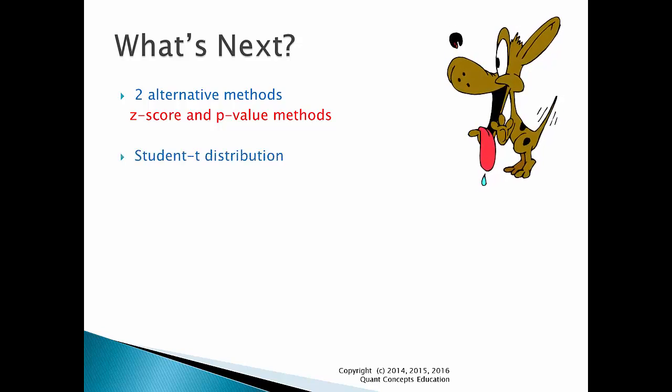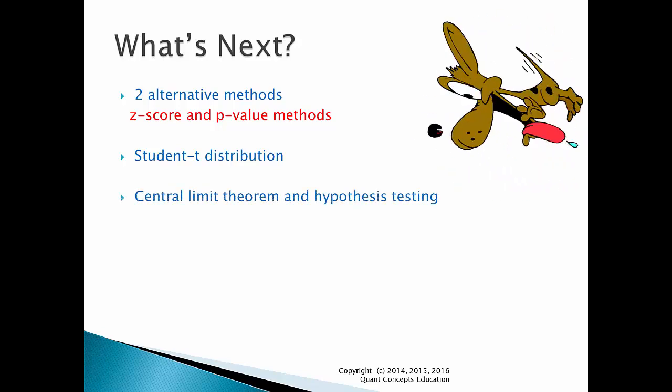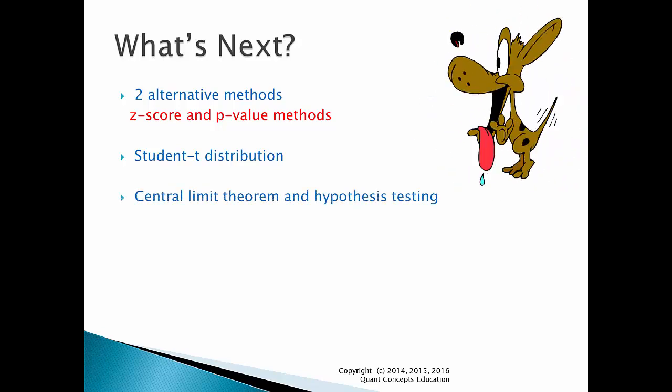I'll also go through the student t distribution. We will use this when we don't know the population standard deviation and must use the sample standard deviation instead. This is a more realistic application of hypothesis testing, as, in reality, we don't know the population standard deviation. I'll finish off with a brief discussion on the central limit theorem and how we have to be mindful of the sample size when conducting hypothesis testing.